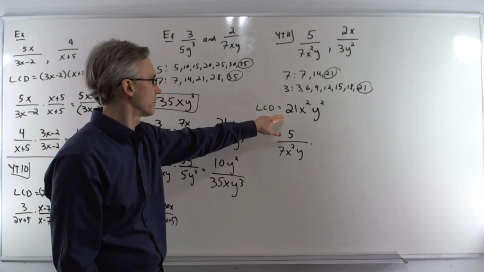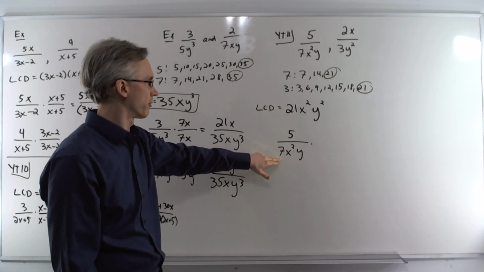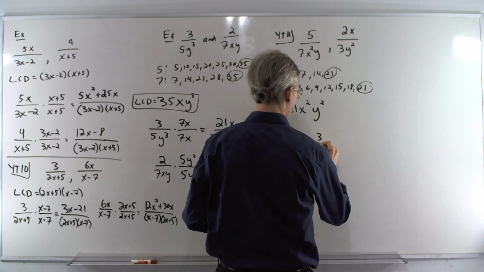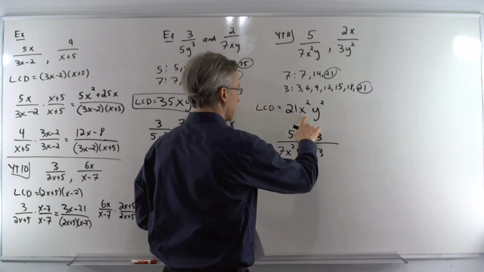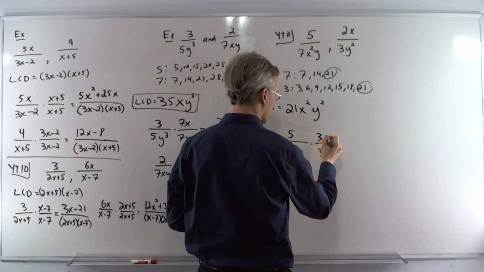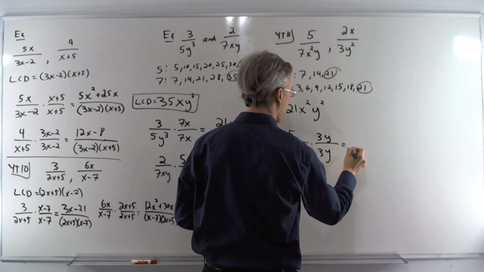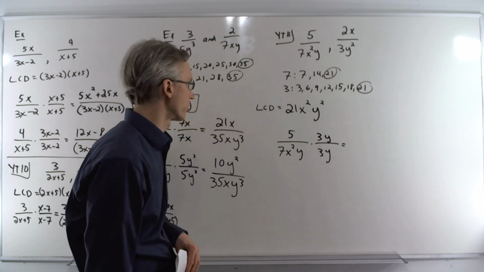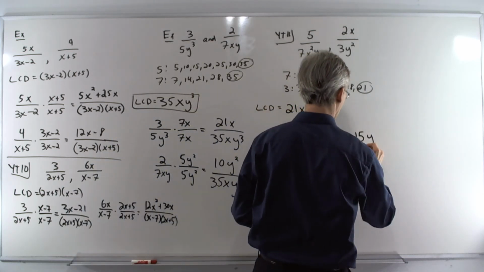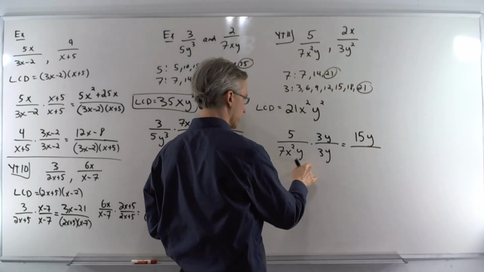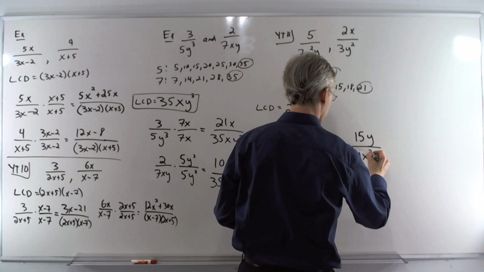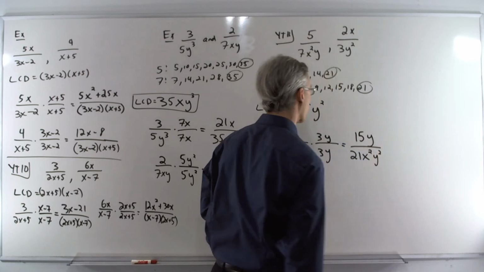All right, now we're going to multiply by what is missing here. We get that by taking the LCD and dividing by the denominator. 21 divided by 7 is 3. x squared divided by x squared, those cancel. y squared divided by y is just a single y. So we need to multiply by 3y over 3y. Multiplying the numerators, we get 15y. And the denominator, we got 7 times 3 is 21, x squared, y squared.